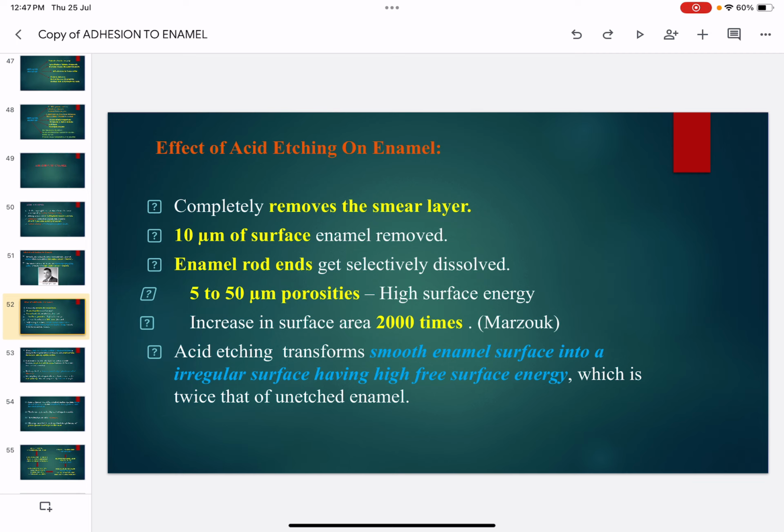surface energy. With the creation of microporosities, there is also a notable increase in the surface area of enamel, almost 2000 times. To summarize, acid etching will transform a smooth enamel surface into an irregular surface having very high free surface energy, which is almost twice that of an unetched enamel.